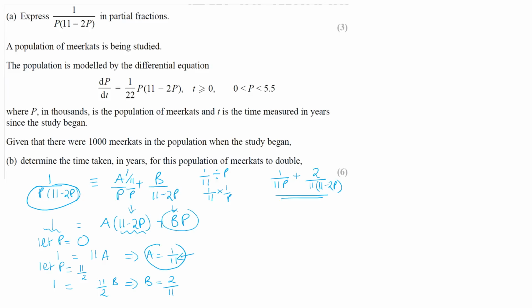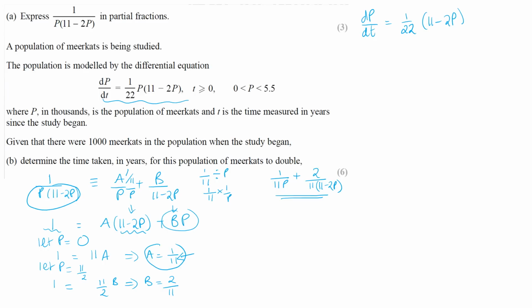Now in part B, we're being asked about this differential equation. So we've got dp by dt is equal to 1 over 22 p into 11 minus 2p. Now the dp by dt is a differential equation. It's telling us the rate at which the population is changing, but the dp by dt, it's not a fraction, but it can operate as long as we separate the variables and integrate.